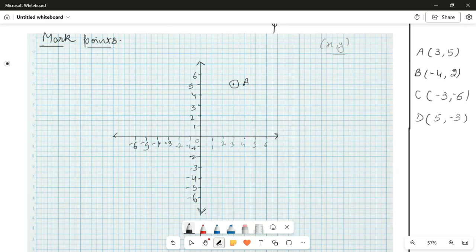Let's mark (-4, 2). On the x-axis -4, we have to move in the left direction. Left from 0, okay, from 0 left, -4 here. Now here 2 is positive, so upwards. Here we have 2.